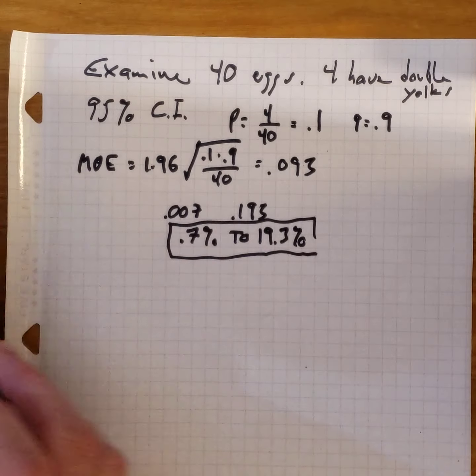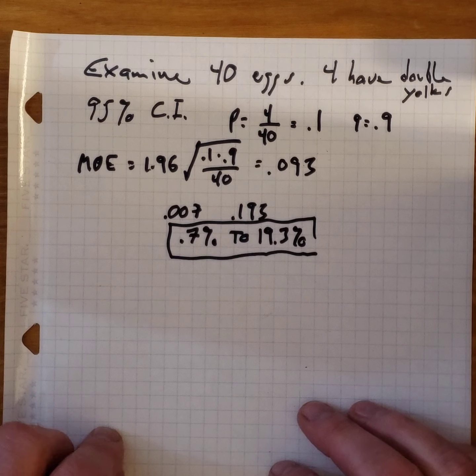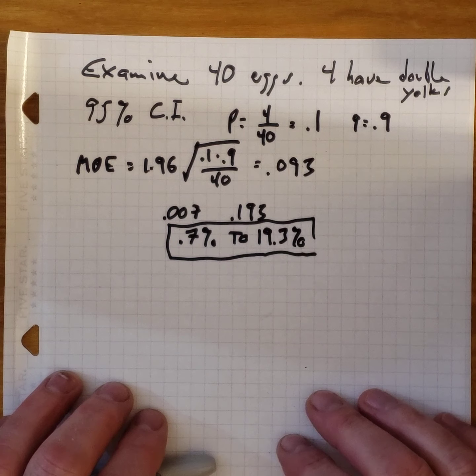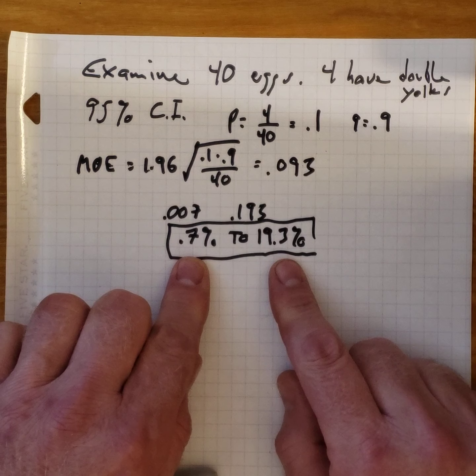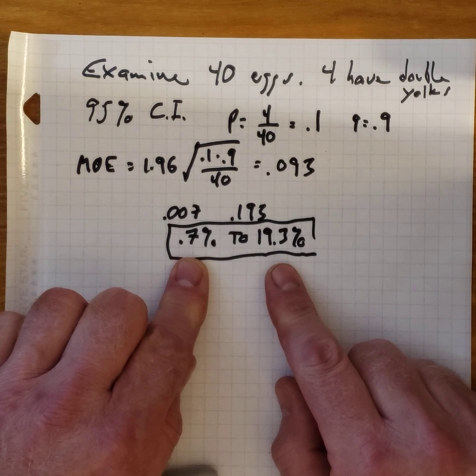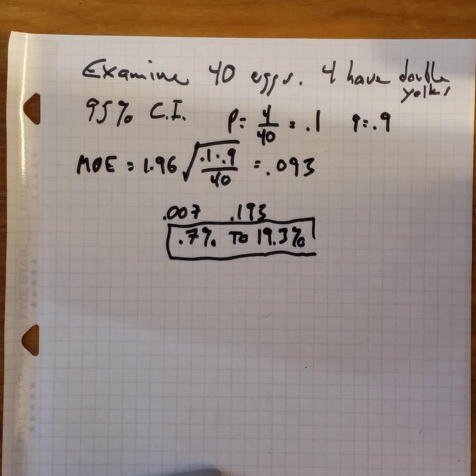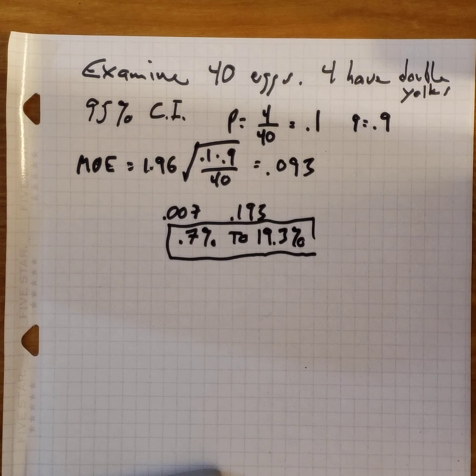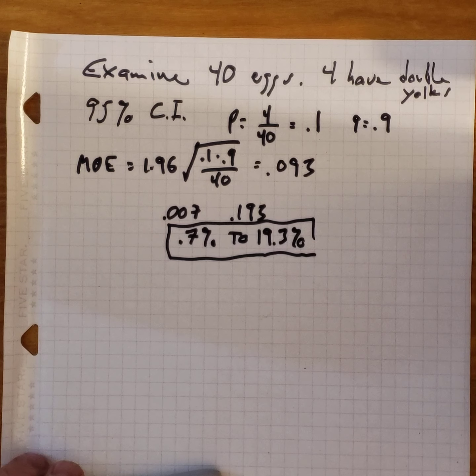And again, that means if we were to have repeated this process 100 times, 95 of those times, we would have actually captured the proportion between these two numbers. So we're 95% confident that the actual percentage of eggs that have double yolks is somewhere between 0.7 and 19.3%, which is not a terribly good estimate. It's pretty wide. We'll look at next time how to get that to be a little more narrow. I will see you next time.